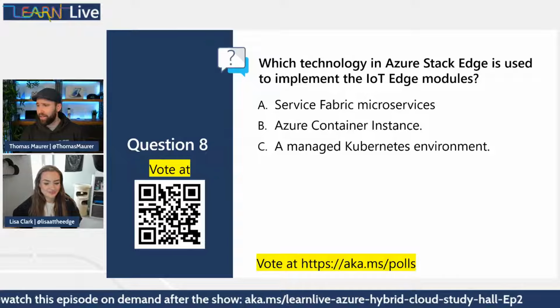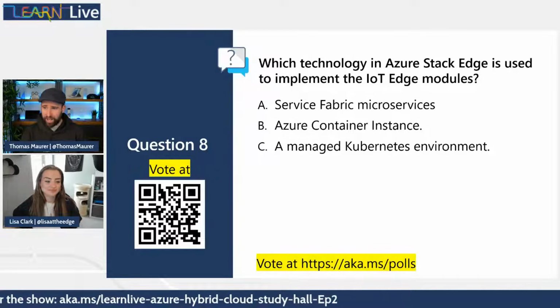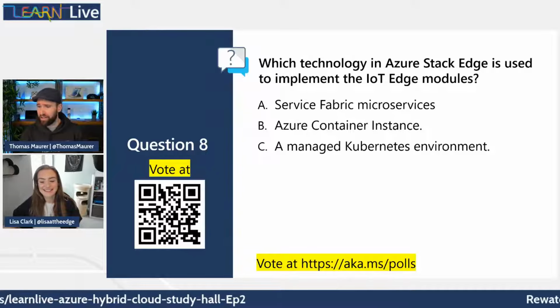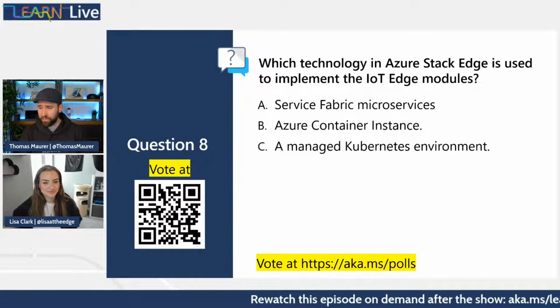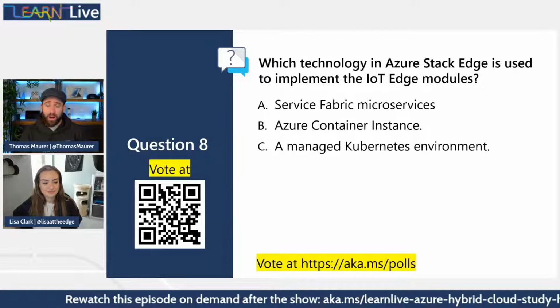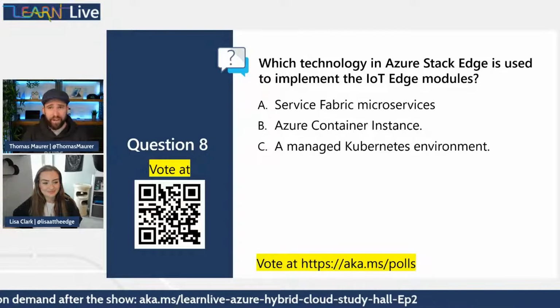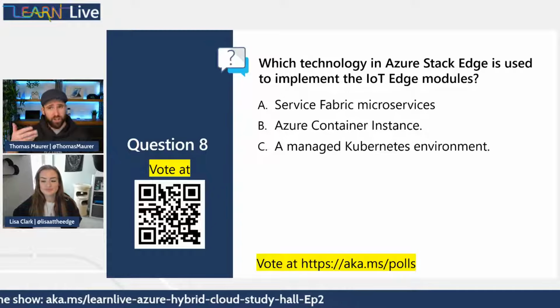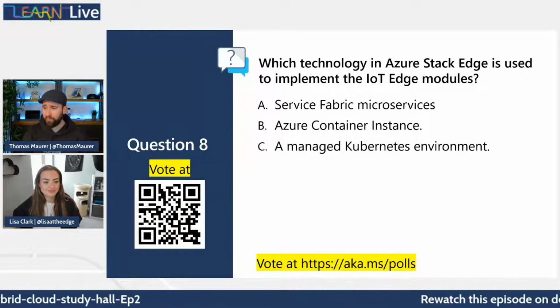And then the next one on Azure Stack Edge is which technology in Azure Stack Edge is used to implement the IoT Edge modules. So if you paid close attention, you will probably get this right. We have A, Service Fabric microservices, B, Azure Container Instances, or C, a managed Kubernetes environment. Now, I did not mention that, but you have seen it on the graphic I showed you, and it was also mentioned a couple of times in the Learn module. So what do you think, Lisa?